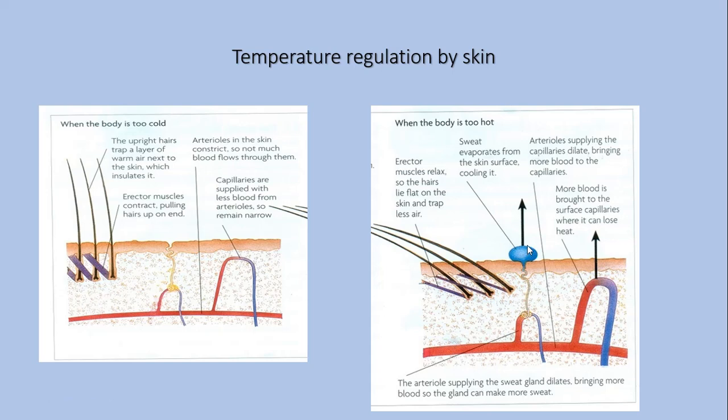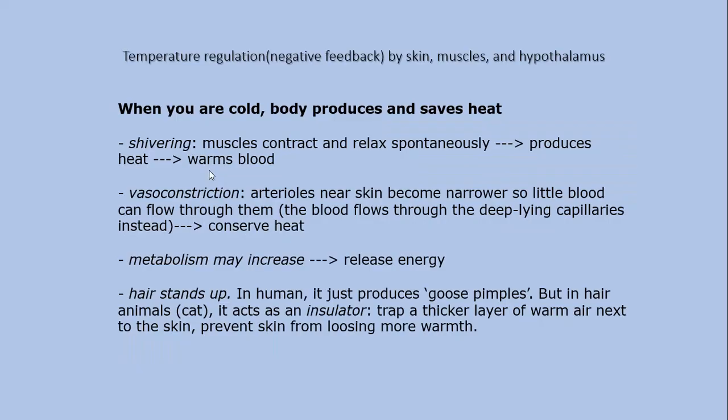As we know, sweat contains water, salts, and urea, so it is a way of excretion. Here the opposite takes place to when the body is too cold. This is how skin regulates temperature. What about other parts of the body? As we said, the hypothalamus regulates blood temperature by sending impulses to many parts.